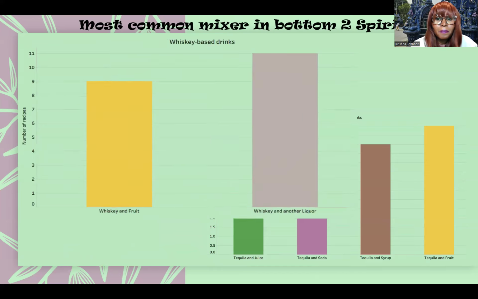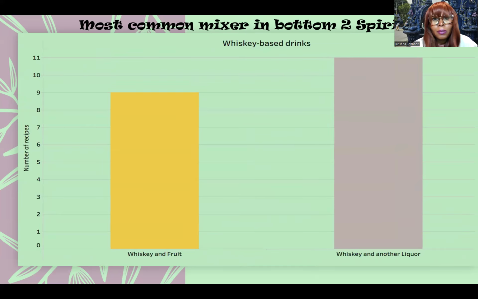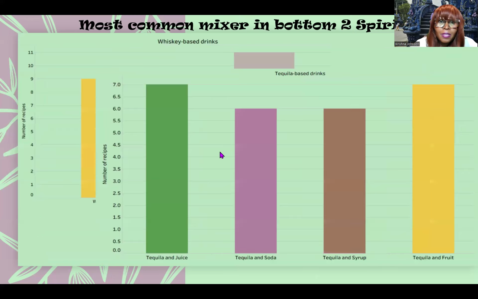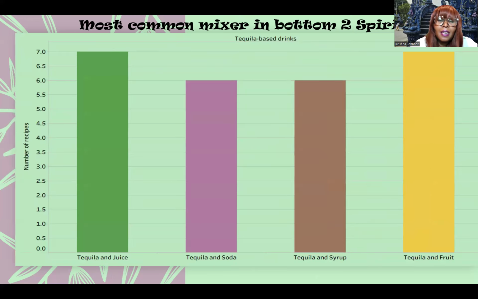So our whiskey-based beverages, whiskey drinkers go hard. They mix their drinks with just another liquor. So that was very common in this data set. Even the whiskey and fruit that has 9, a lot of these are whiskey, fruit, and another liquor involved. We slide over to tequila based, and it's more spread out, more even. They have a lot more variety and diversity in their mixers.